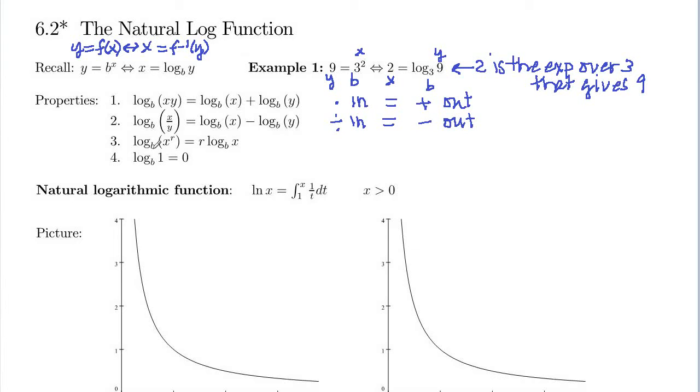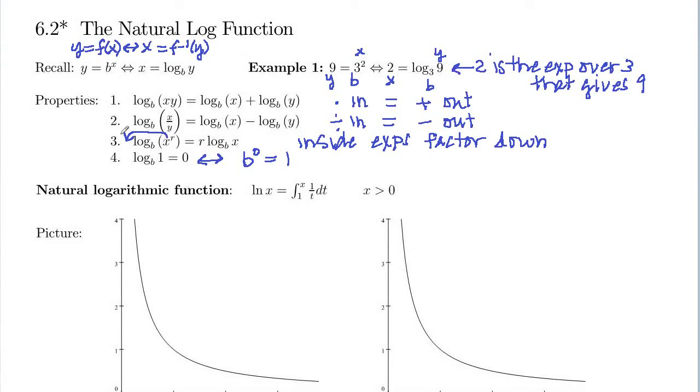And then if you take the log base b of an exponential x to the r power, those inside exponents factor down. So that's r times the log base b of x. So inside exponents factor down. And then the log of 1 is always 0, no matter what the base is. And that's because if you write the corresponding exponential statement, b is your base, 0 is your input, 1 is your output. b to the 0 is always 1.